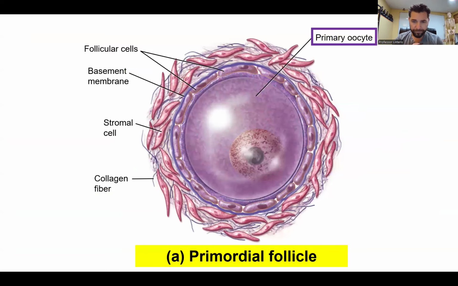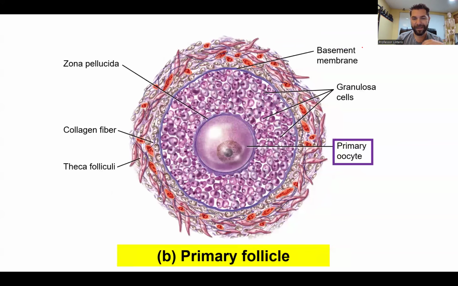So this is what a primordial follicle looks like. And what's significant, I will highlight. In that primordial follicle, we have our primary oocyte. Notice it's the one cell, but he's got a lot of buddies around him. And then he gets more buddies, right? So in the primary follicle, you have your primary oocyte.